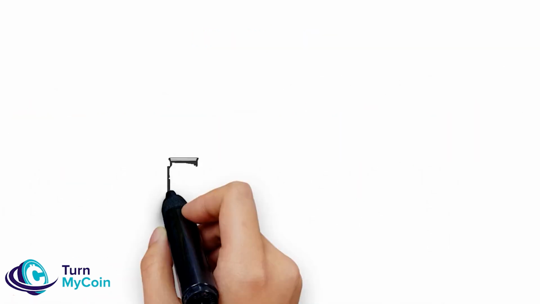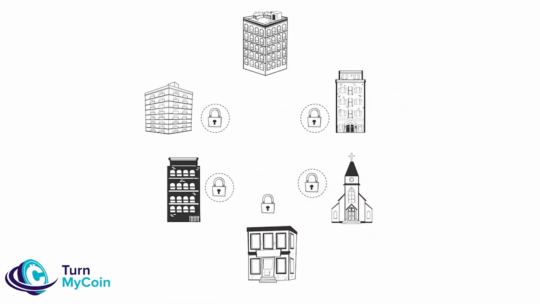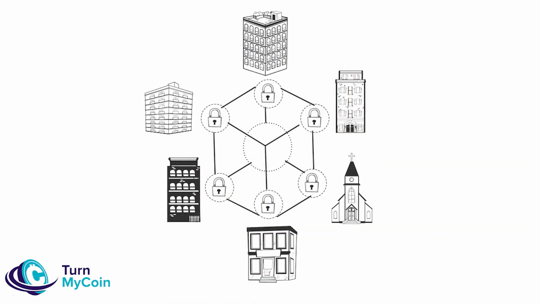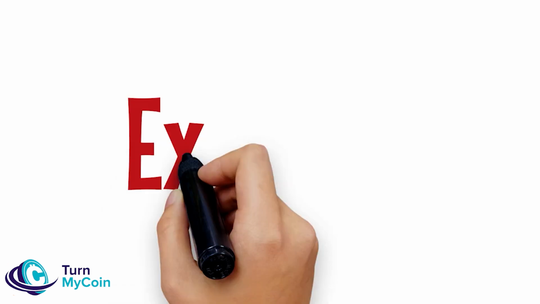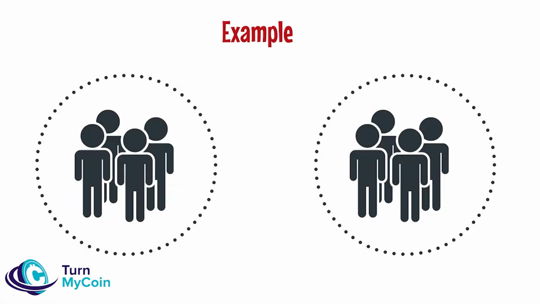Consortium blockchains. This is a blockchain network that connects 2 or more blockchain networks. It is designed to provide fast transactions among the participating networks. For example, 2 organizations can create a consortium blockchain to ensure transparency and accuracy of transactions.